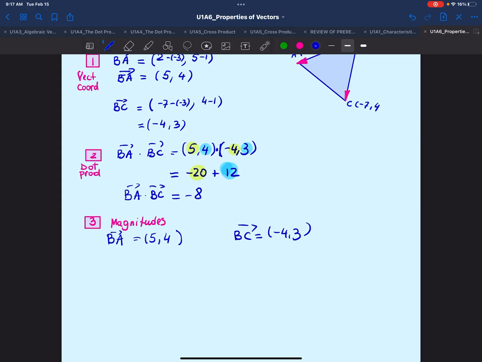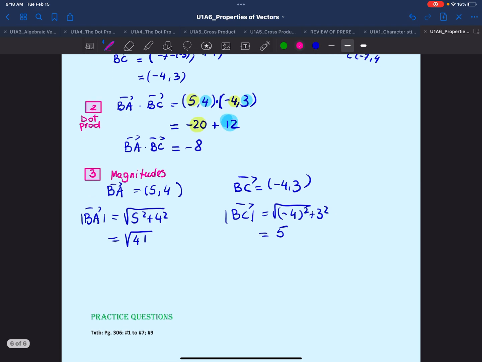Now remember that the magnitude of a vector, using the absolute value, equals the square root of 5 squared plus 4 squared. That would be 25 plus 16, which is the square root of 41. For BC, we'll have the magnitude equal to the square root of negative 4 squared plus 3 squared. So that's 16 plus 9, root 25, or 5. That's a better number. And now we're ready to find the angle. So that's our final, or our yay step.